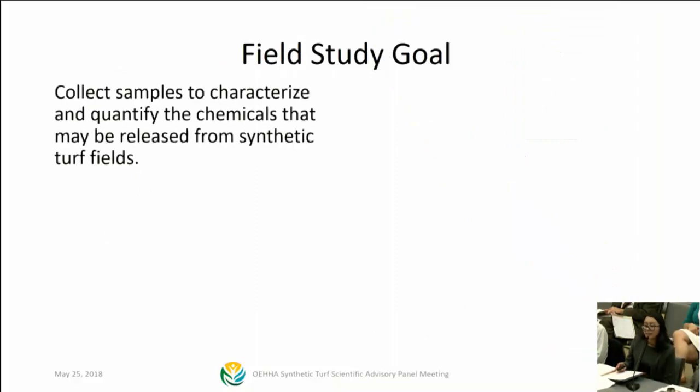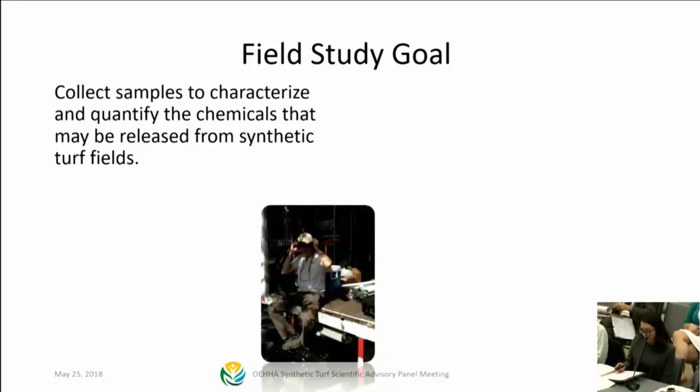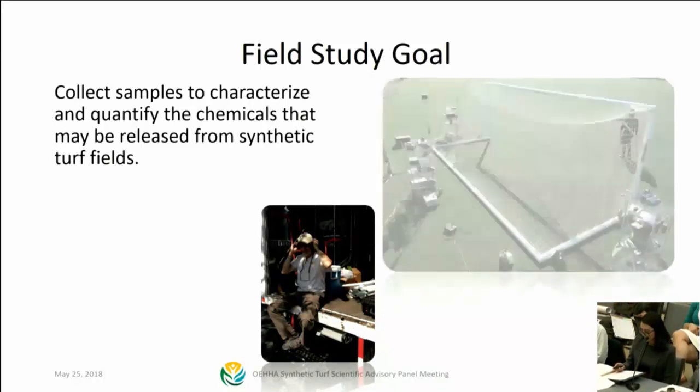Our field study goal was to collect samples to quantify chemicals that may be released from synthetic turf fields. Samples of infield crumb rubber and environmental matrices were collected from 35 synthetic turf fields across California. Here we have a picture of Dr. Maddalena, along with the equipment used for sampling.